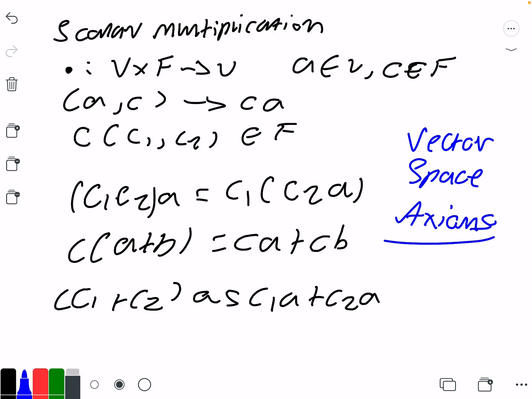You will see the word axioms in reference to algebraic structures a lot. There are the group axioms, ring axioms, vector space axioms, etc. So now let's look at an example.